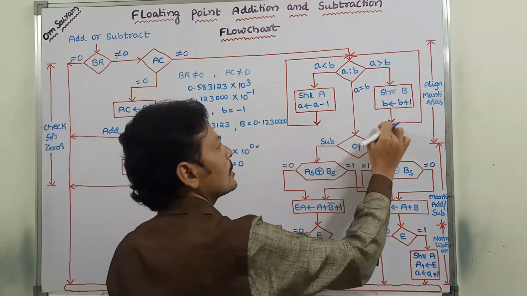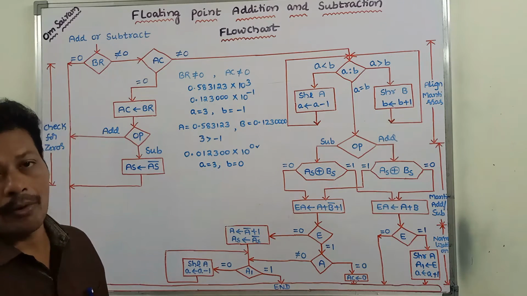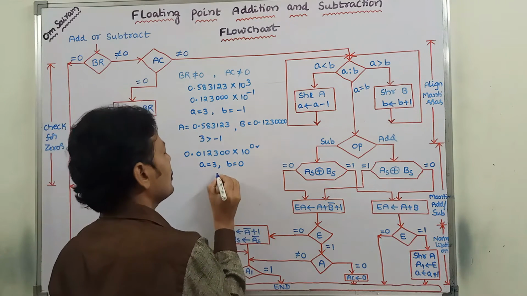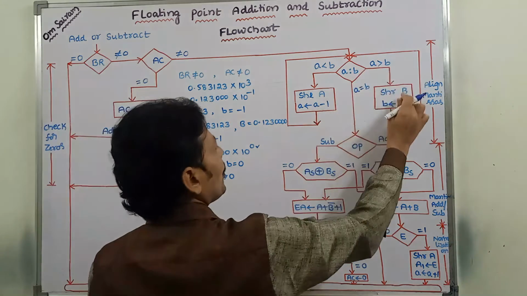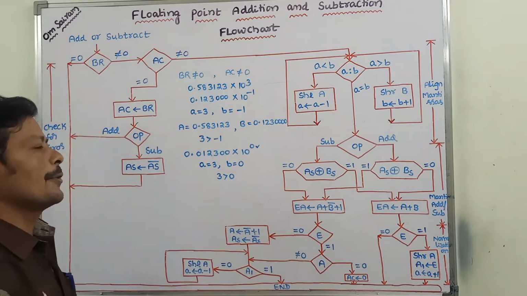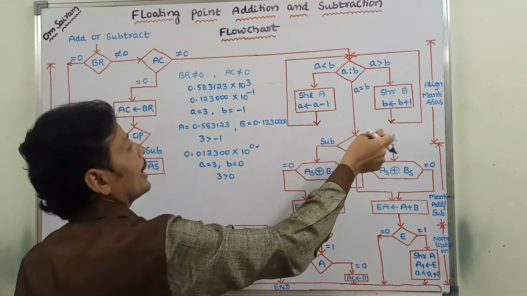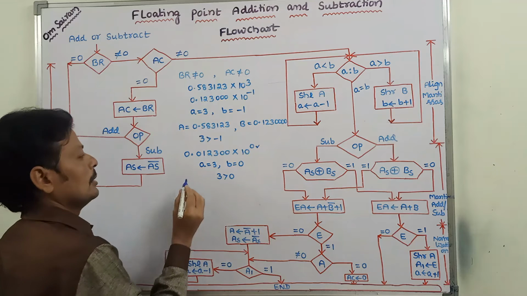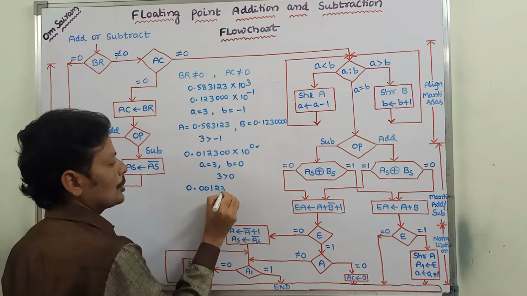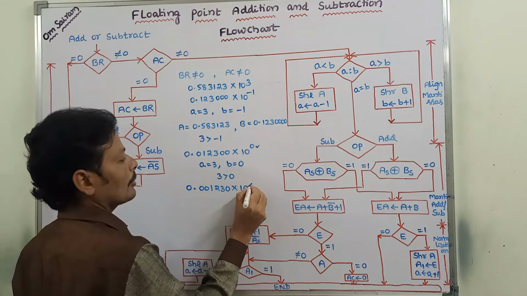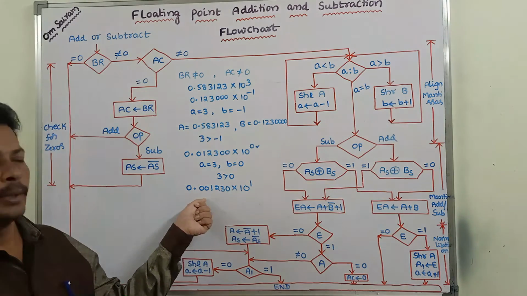Again, we check this condition: whether a is greater than b or not. 3 is greater than 0. Whenever 3 is greater than 0, we have to perform this step: shift right the content of the mantissa of the second floating point number and increment the exponent value. Then we get 0.00123 into 10 power 1. After performing these two steps, we get the result.